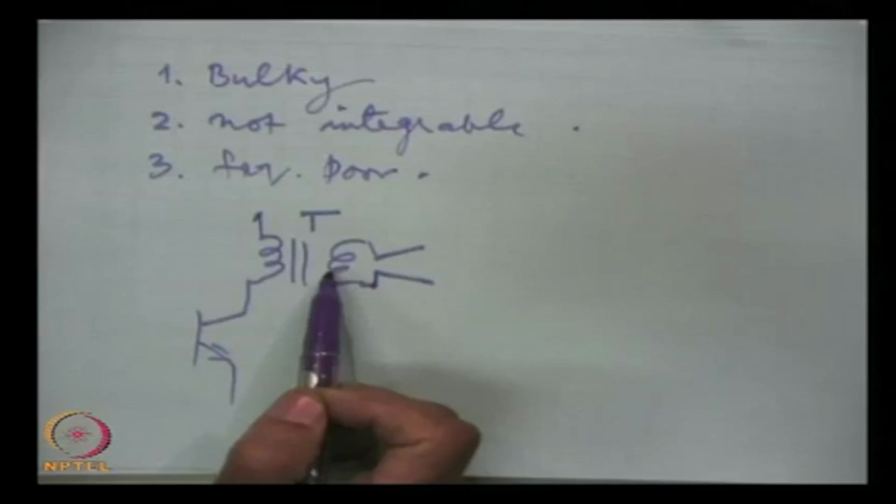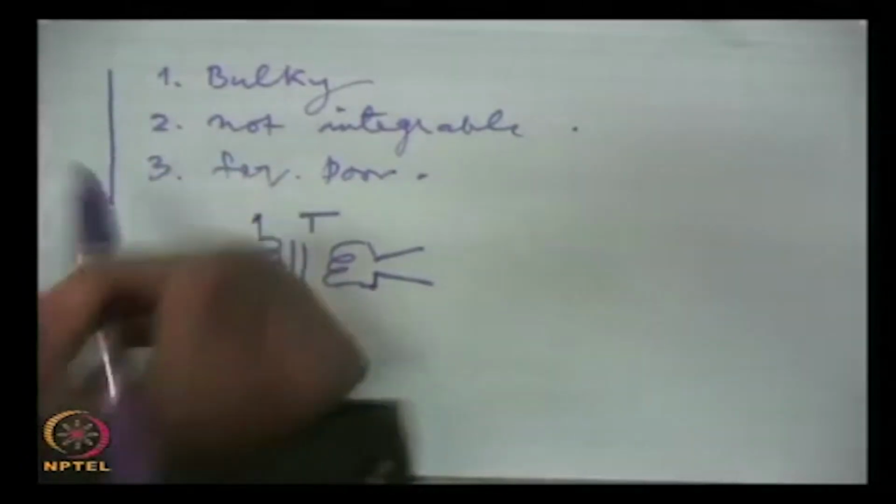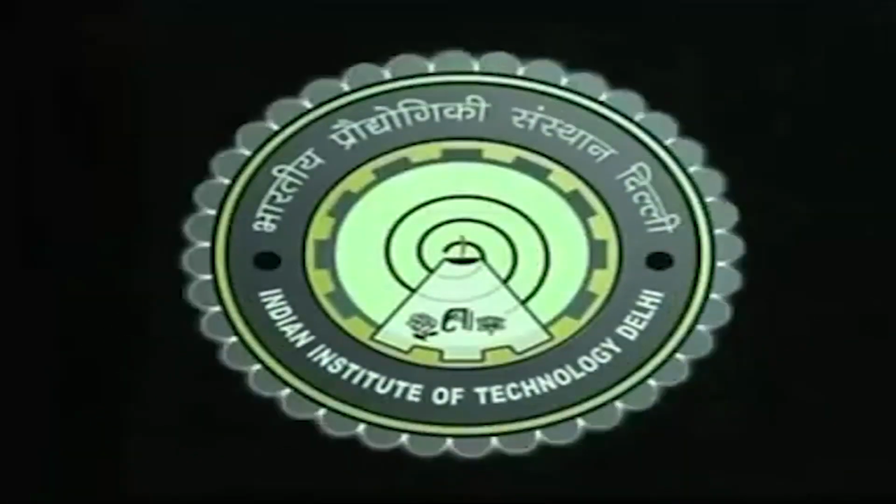So that is the advantage, but these three disadvantages restrict the use of transformer coupling. It is very bulky, with much weight compared to other parts, and not integrable. Transformers cannot be integrated like capacitors can be; transistors are of course integrable. And frequency response in general is poor. So that finishes our module 4.